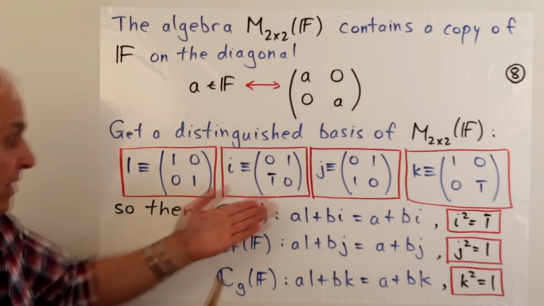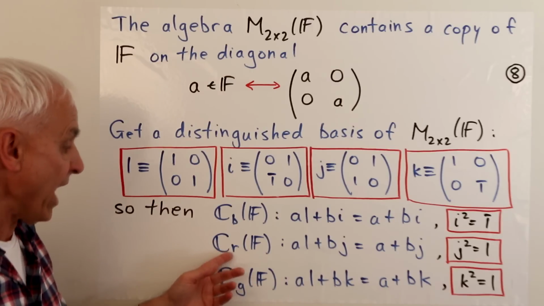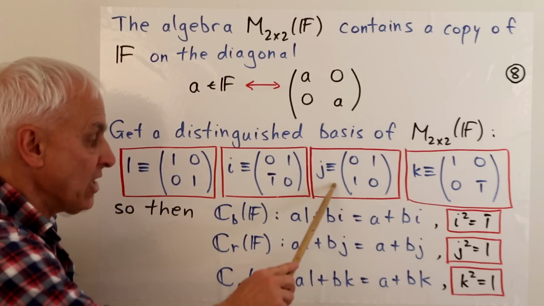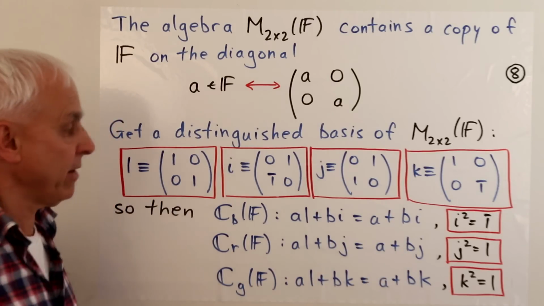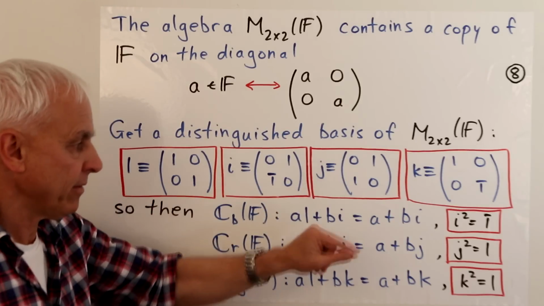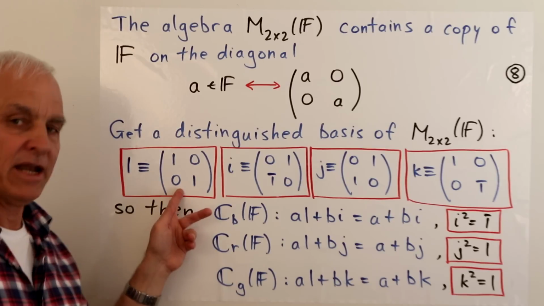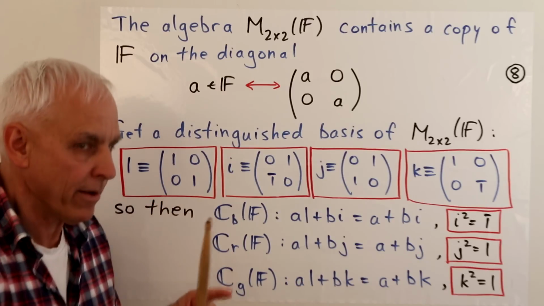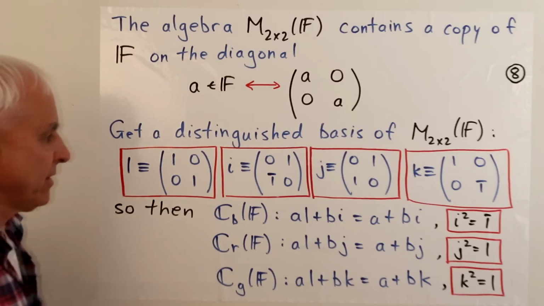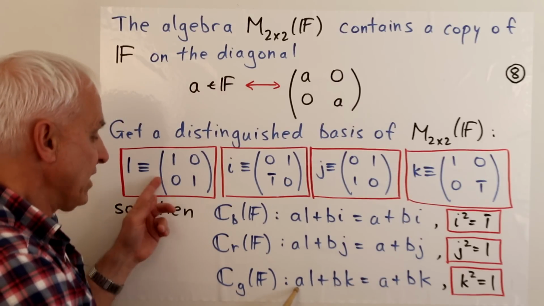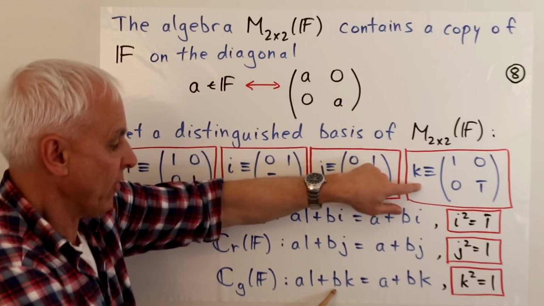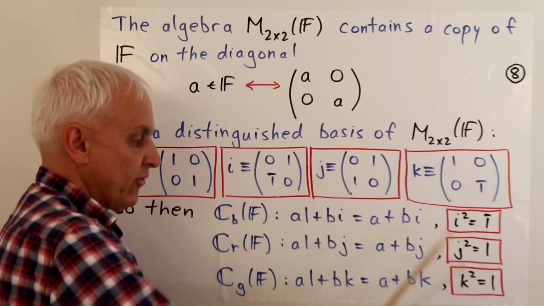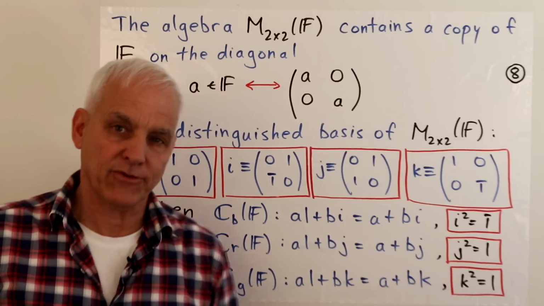But then we can do the same thing for J. There's J, and so the red complex numbers over F are things of the form A times 1 plus B times J, which we just write as A plus BJ. And we ask, what is J squared? You square this one, you get the identity matrix again. So J squared equals 1. Not minus 1, 1. And in the green case, you take a combination A times this matrix plus B times this one. You can rewrite that as A plus BK, and then K squared is equal to 1, just the same as J squared is.